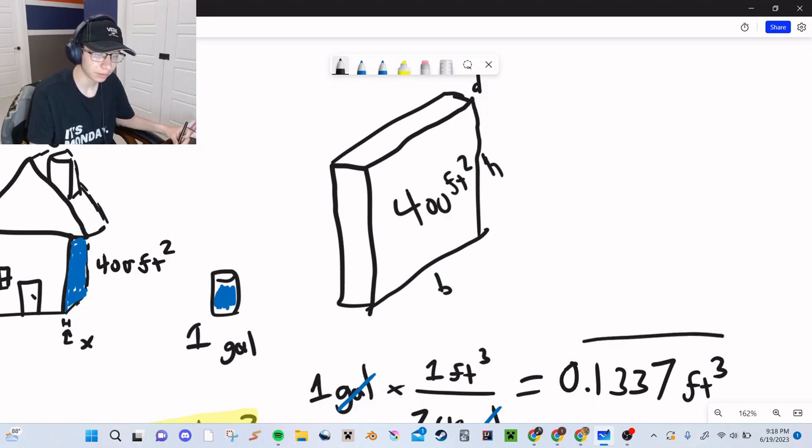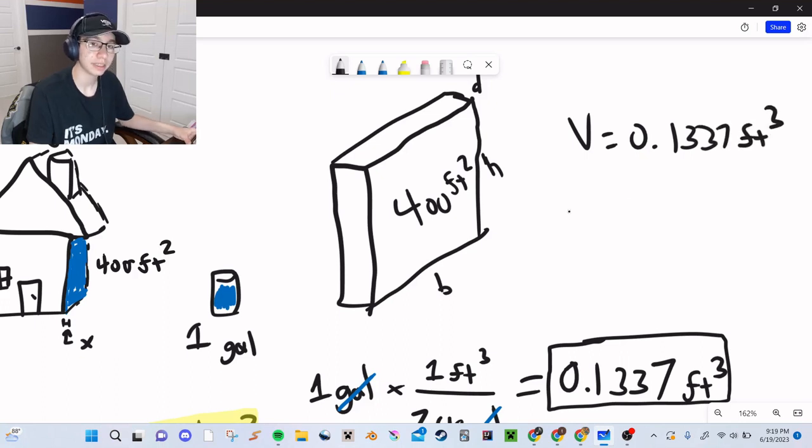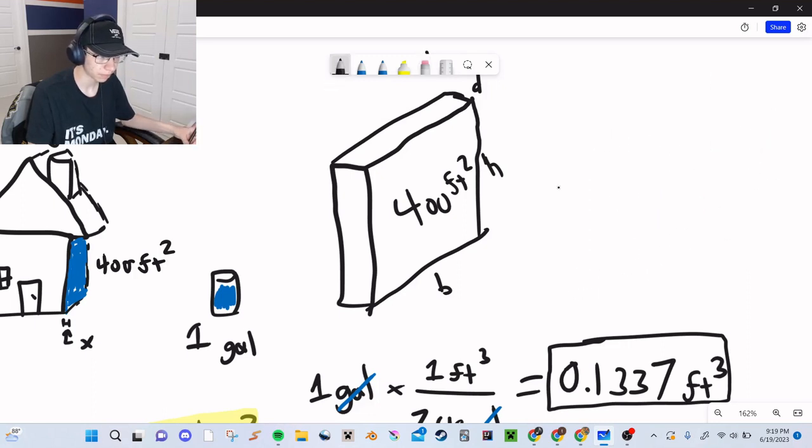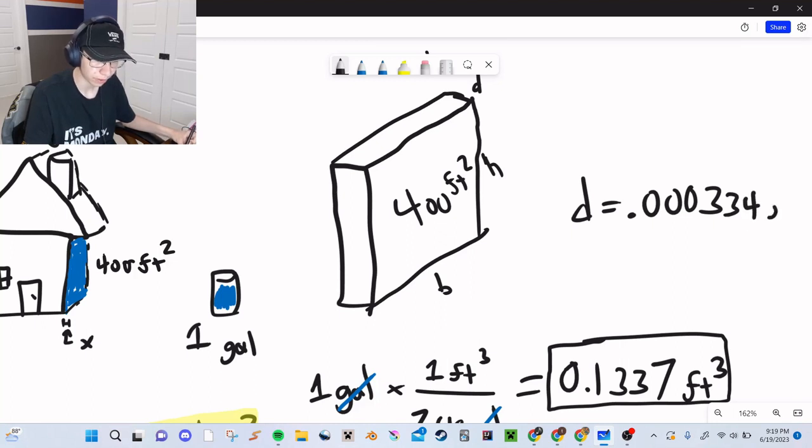And I also know what the volume of paint I'm going to use is. This volume is equal to this many cubic feet. And my area is 400 square feet. My volume is going to be equal to my depth times my area. So now I can solve for my depth. I'll do 0.1337 divided by 400. Now I get that my depth is equal to 0.000334 feet.